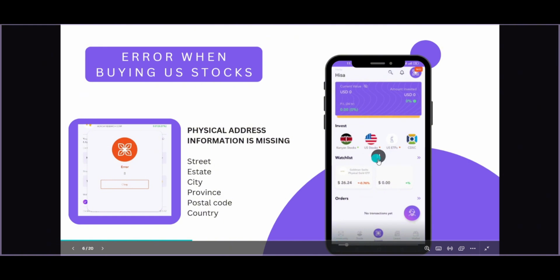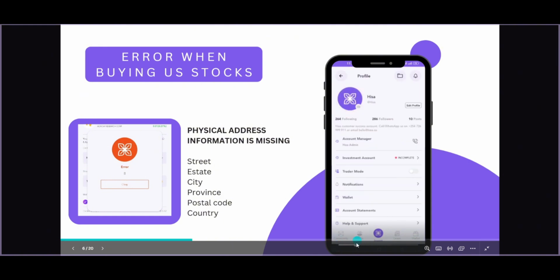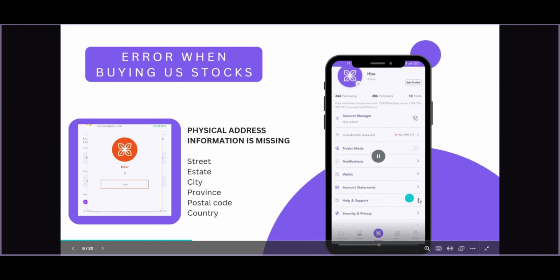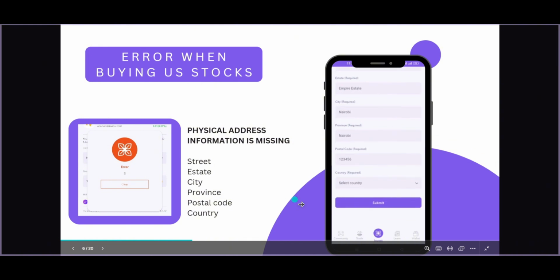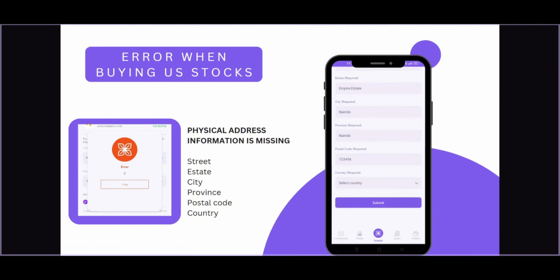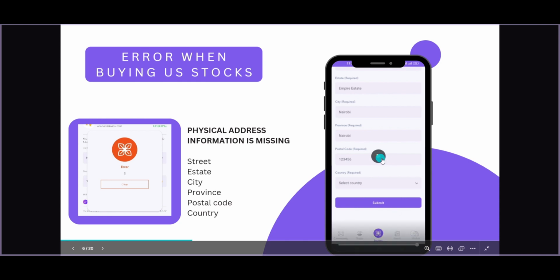So tap on the profile icon at the top right hand side, tap on investment account, tap on residential address and fill out the necessary information, then tap submit. So there you have it.